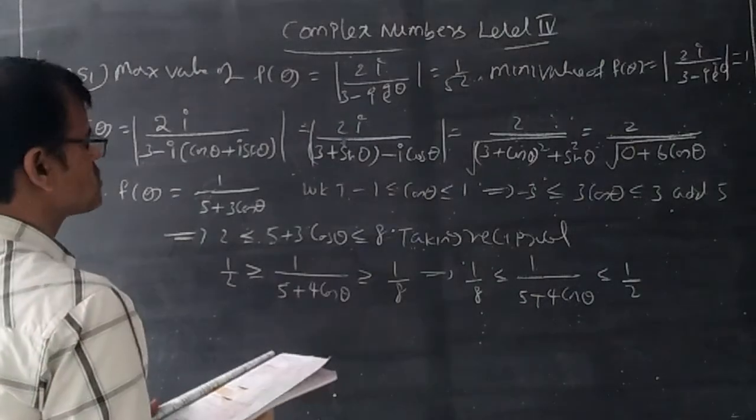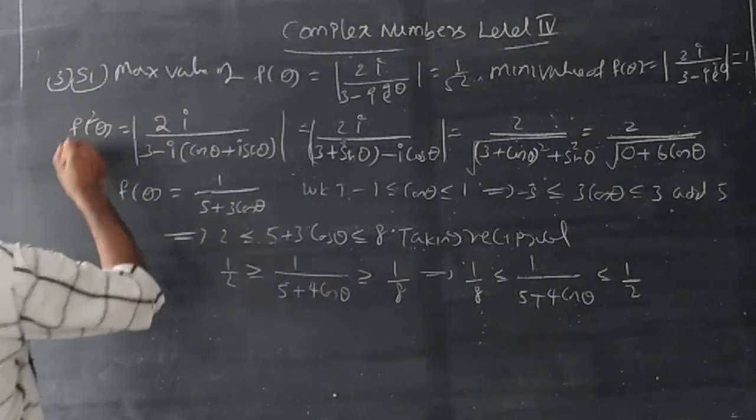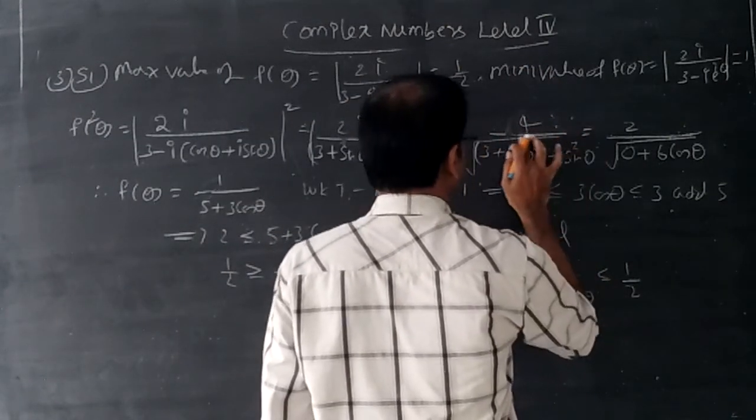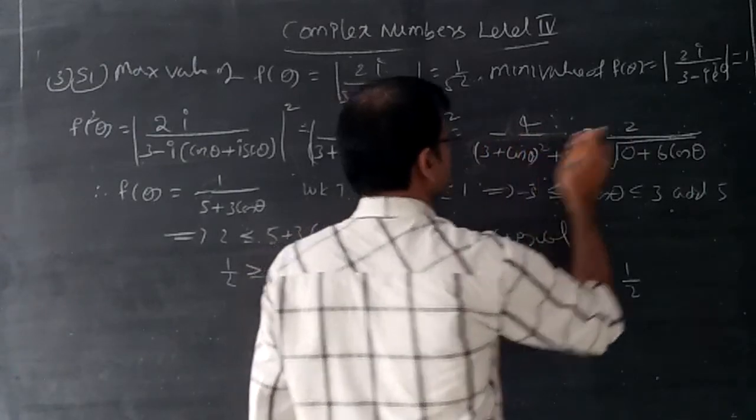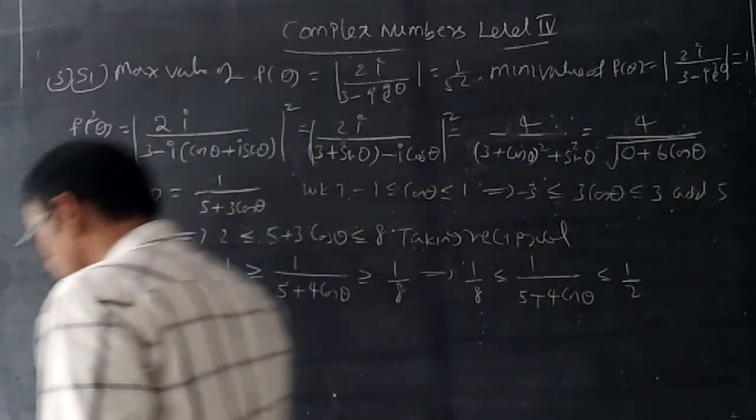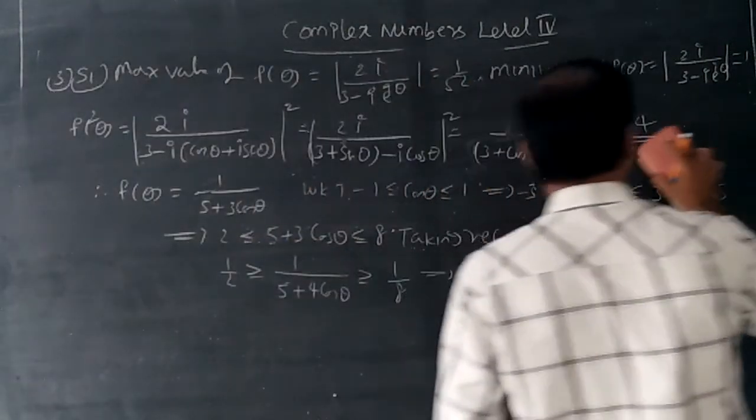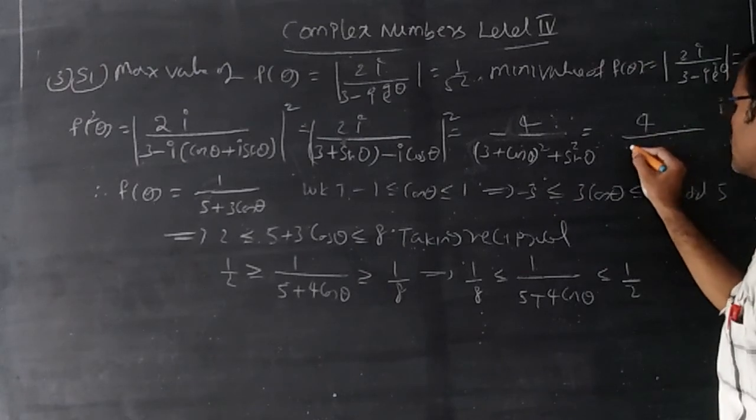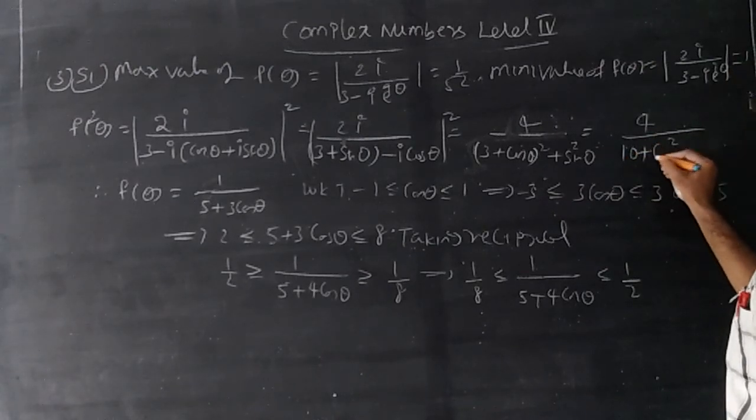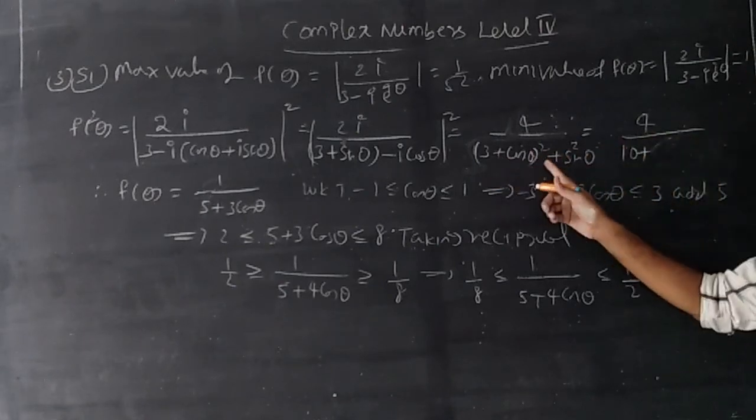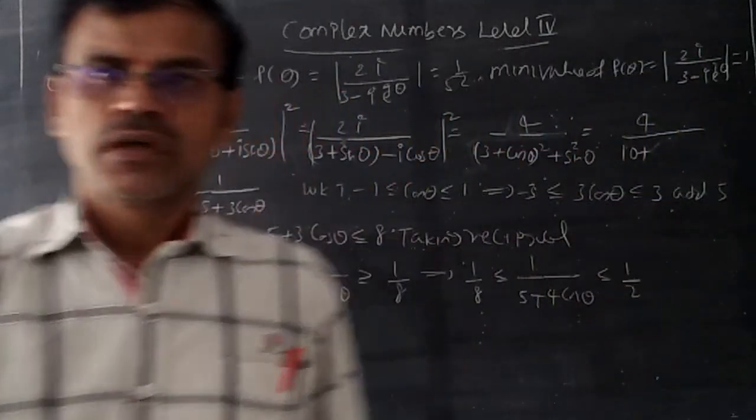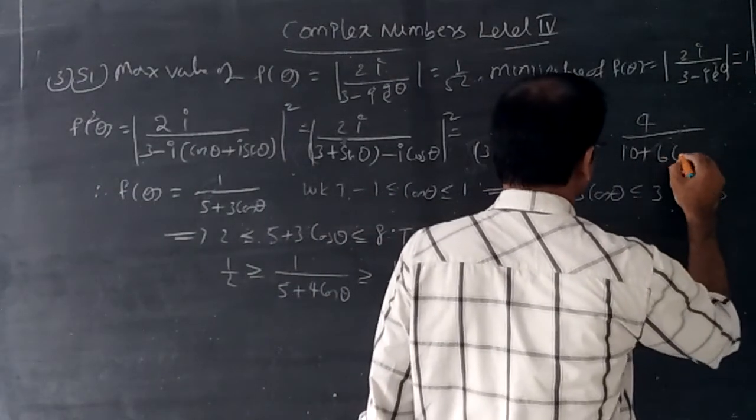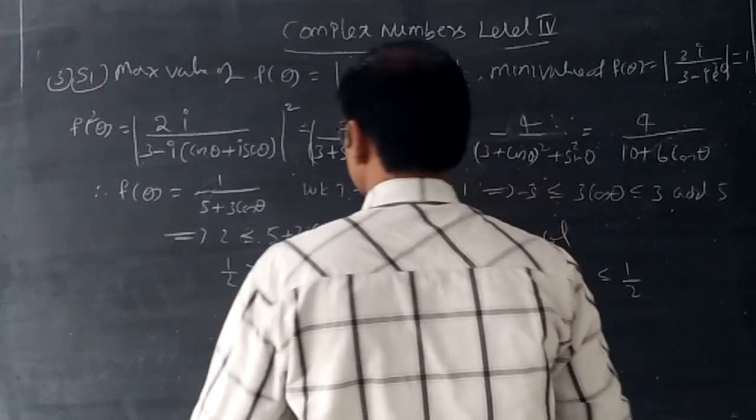So for f of theta whole square, don't write like this. Here only, you take f of theta whole square like this. So 4 by, don't write root, 4 by (10 plus 6 cos theta). With the root it is not possible; f of theta whole square only you should consider. It becomes 10, plus 9 plus cos square theta plus sin square theta, which becomes 1. So it is 10 plus 6 cos theta.